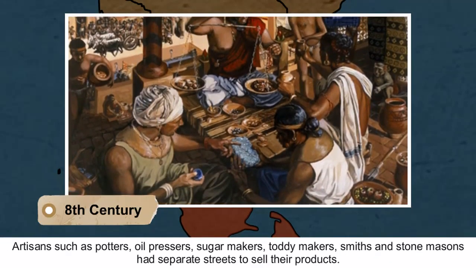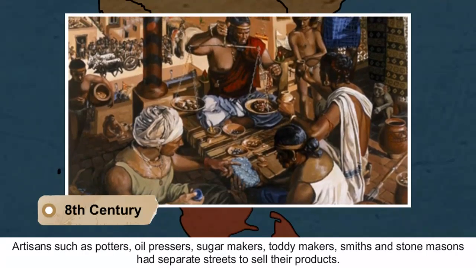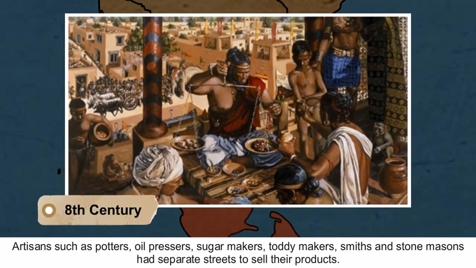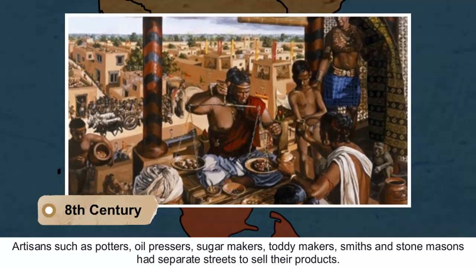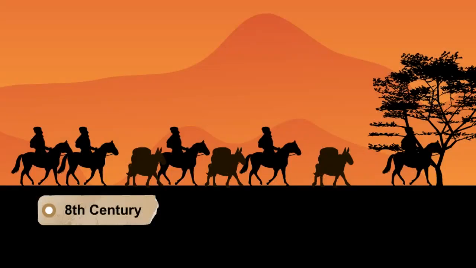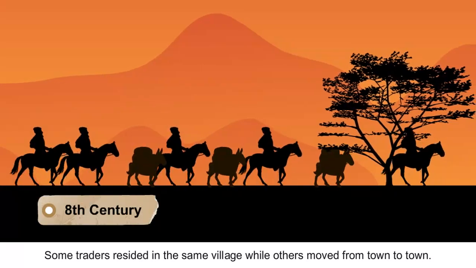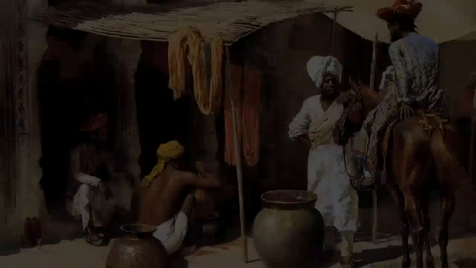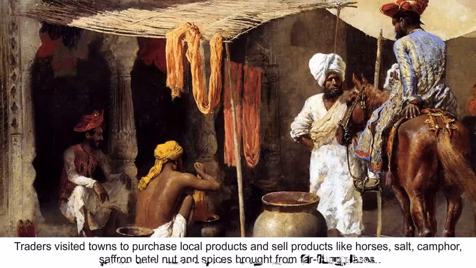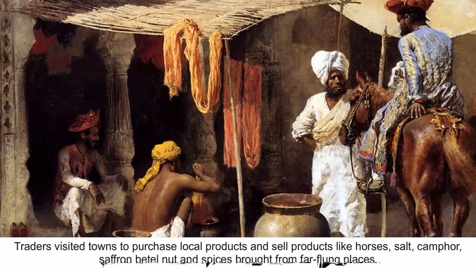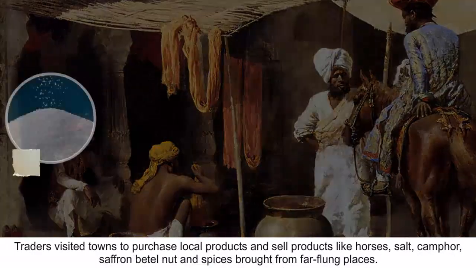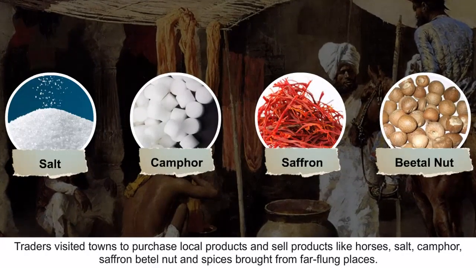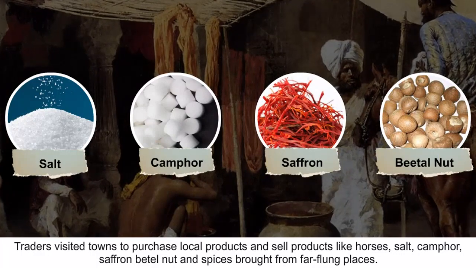Artisans such as potters, oil pressers, sugar makers, toddy makers, smiths and stone masons had separate streets to sell their products. Some traders resided in the same village, while others moved from town to town. Traders visited towns to purchase local products and sell products like horses, salt, camphor, saffron, betel nut, and spices brought from far-flung places.